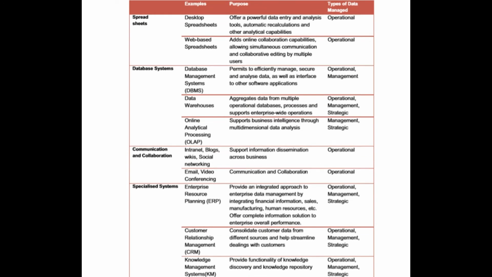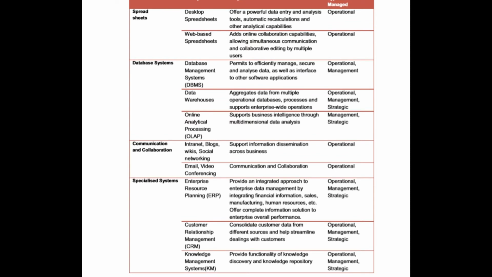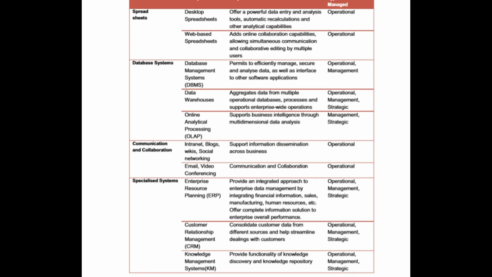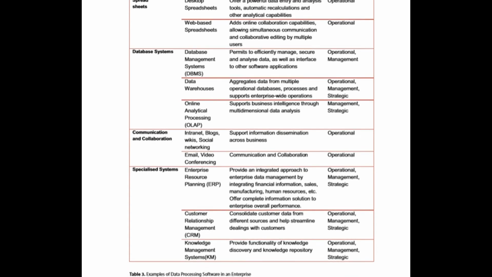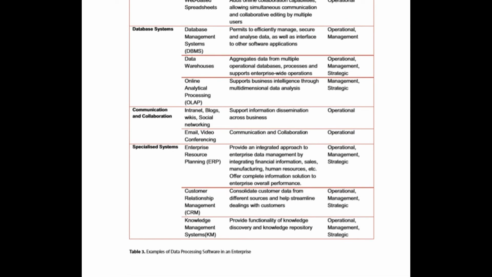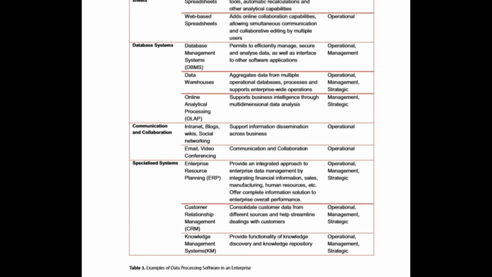Data warehouses aggregate data from multiple operational databases, process, and support enterprise-wide operations, operational and also management and also strategic. Online analytical processing supports business intelligence through multi-dimensional data analysis, that is management and strategic. Communication and collaboration, intranet, blogs, wikis, social networking, support information dissemination across business. Email, video conferencing, communication and collaboration is the purpose, and it is at the operation level.